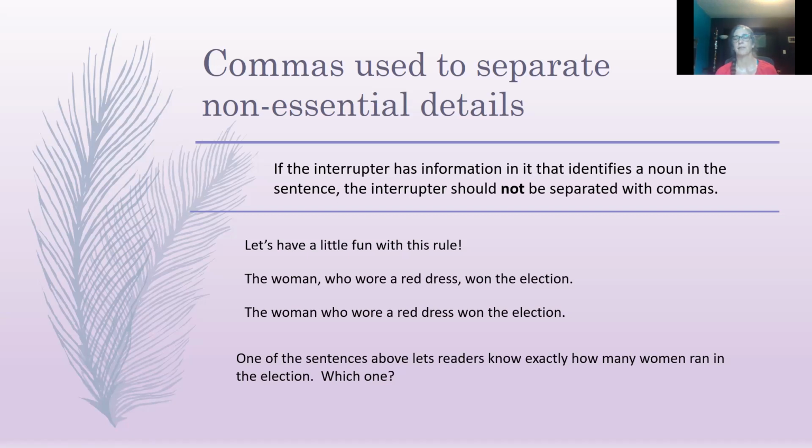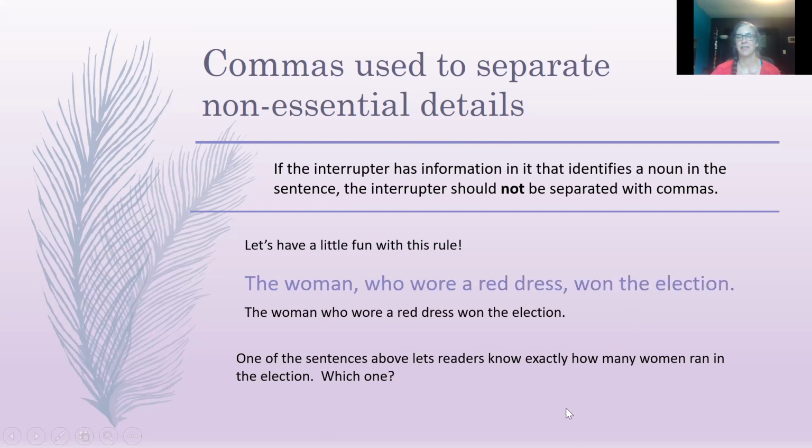One of the sentences above lets readers know exactly how many women ran in the election. Which sentence gives us that information? The first one. Okay, and so if we lift that out, who wore a red dress, and we set it aside and we look at the sentence and say the woman won the election, how many women were running? If that's all the information the readers know, only one. That's exactly right. Whereas in the second sentence, we need that information to know which woman won, which means there must have been more than one. Good job. This is a little bit of nerdy fun.